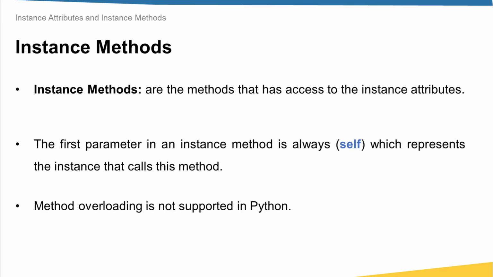And one very important point to mention here is that method overloading is not supported in Python. Method overloading is defining multiple methods with the same name but with different lists of parameters. So if you are from a different programming language background and you are using method overloading in other languages, you have to know that in Python, method overloading is not supported.